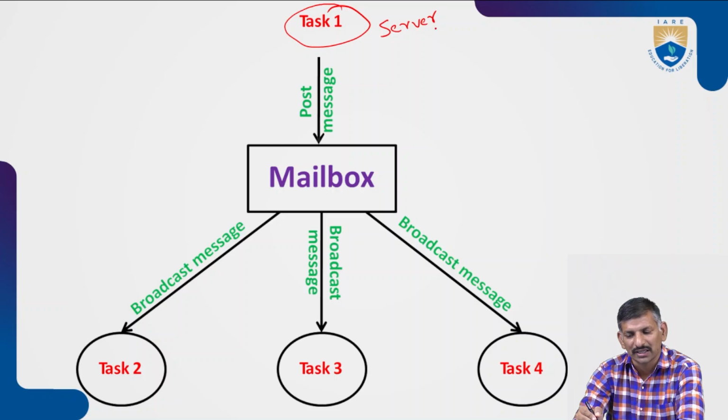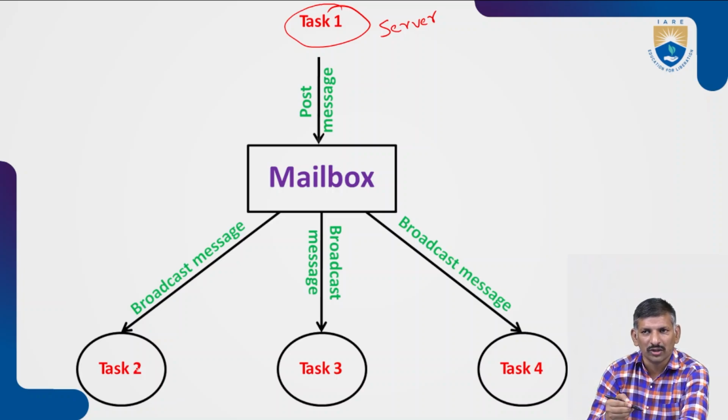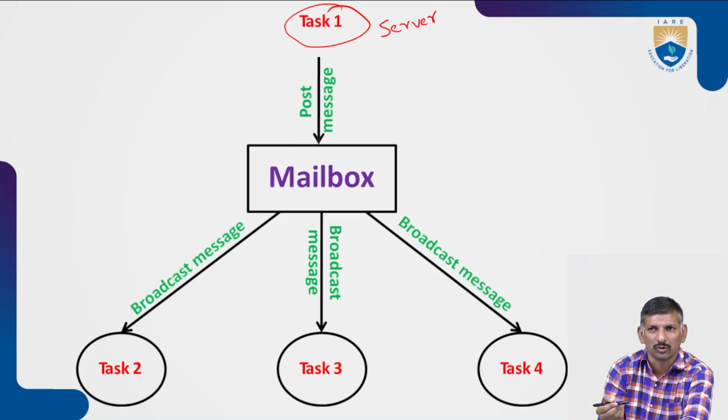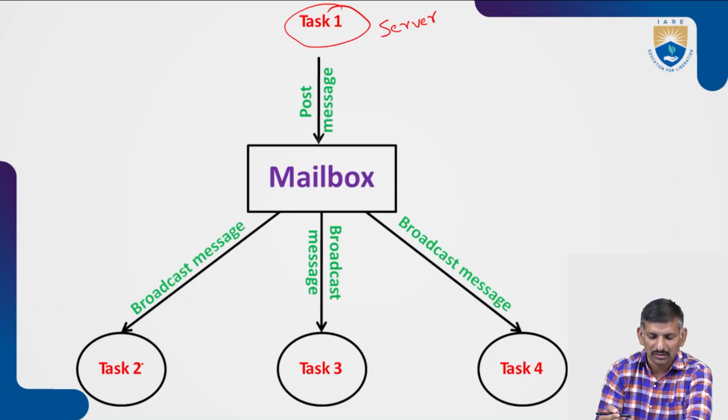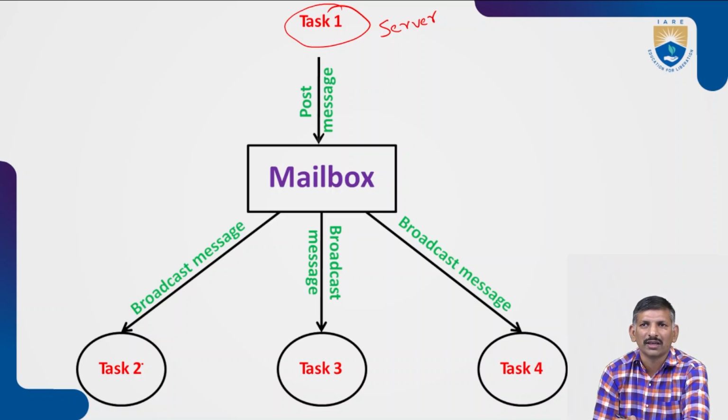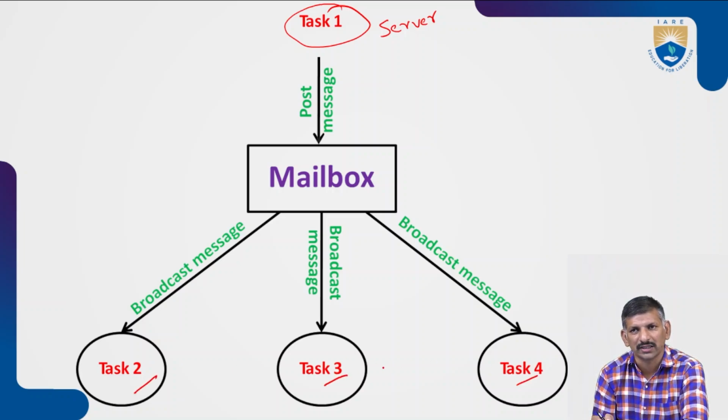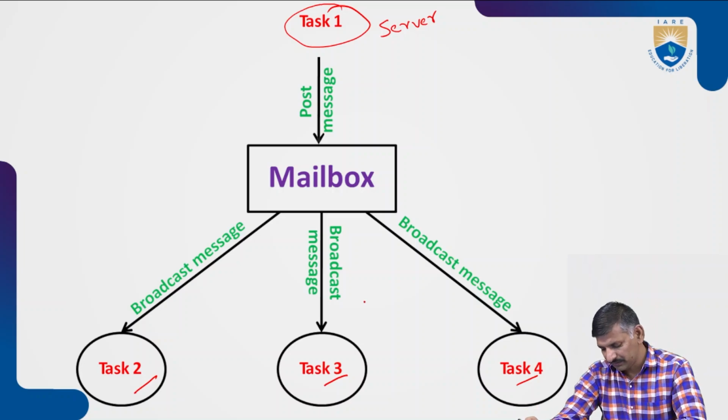Task 1 acts as a server which posts the message to the mailbox, like posting the information to the group mail. The receivers, whoever is available in that group or subscribed to that group, are getting those mails, like NPTEL mails. If you subscribe to the NPTEL group mail, then you can get the mails from the NPTEL team. So task 2, task 3, task 4 are the clients here, which read the information from the group mail.